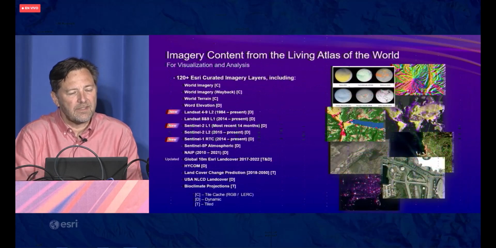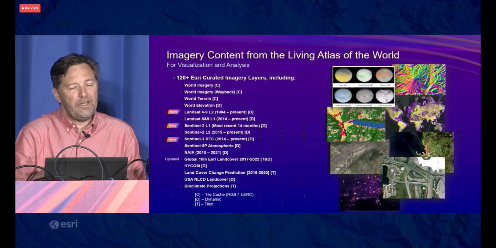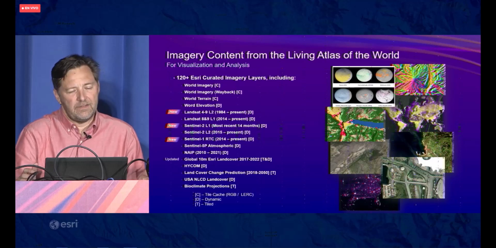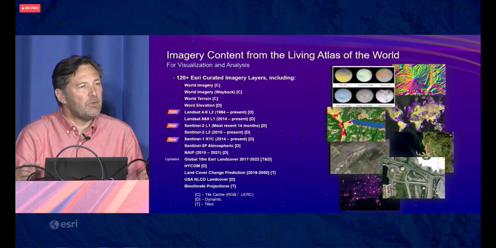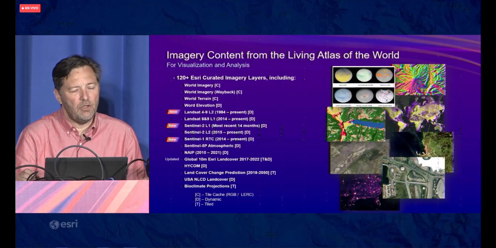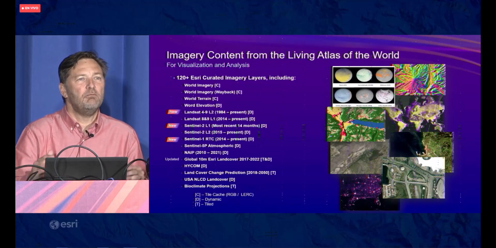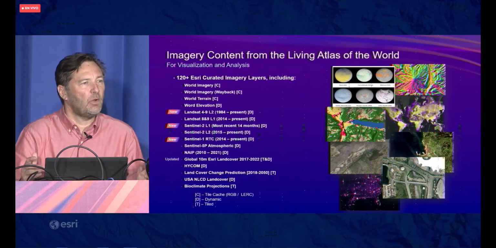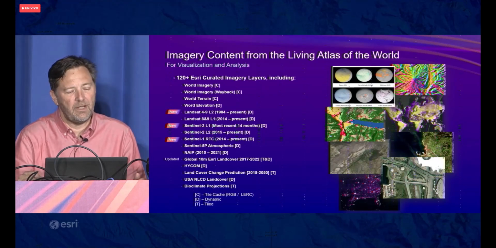As ways of accessing this content, a lot of it's available to you. Hopefully you're all already using the Living Atlas of the world. It's curated content. There are over 120 imagery layers in the Living Atlas at the moment, and it has everything from world imagery, which is by far the most accessed service that we have. It's accessed 1 to 2 billion tiles a day from that service. It's a huge amount of access.